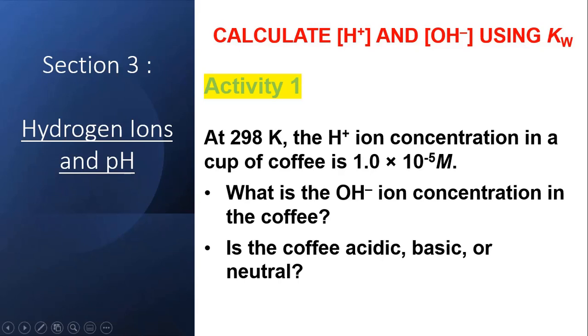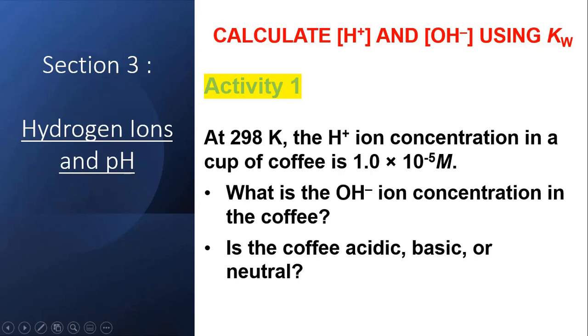Okay, let's see here. At 298 Kelvin, the concentration of hydrogen ion in a cup of coffee is 1 times 10 to the power negative 5 molar. How could we calculate now the concentration of OH negative? So the question wants you to calculate the concentration of OH negative in the cup of coffee. Then the second question, is the coffee acidic or basic or neutral?